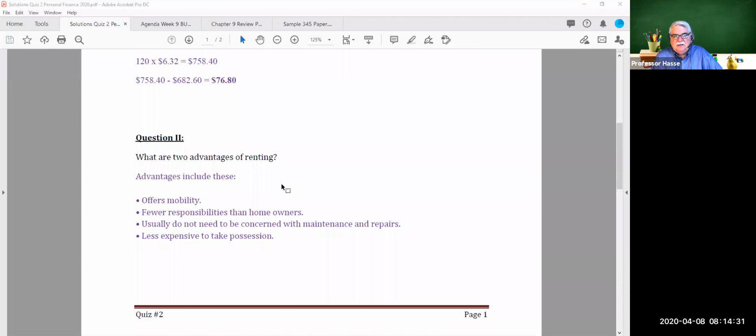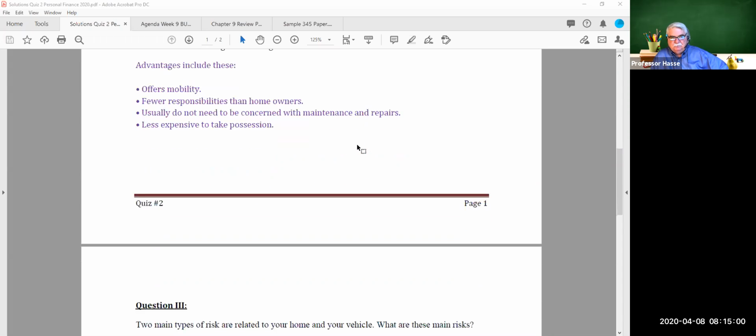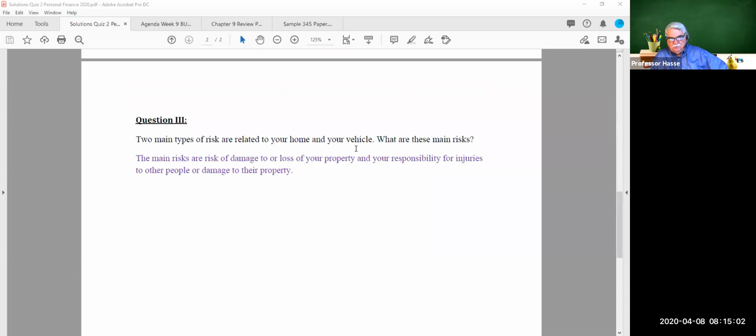What are the 2 advantages of renting? I'll give you multiple advantages. It's mobility, fewer responsibilities. Usually you don't have to be concerned with maintenance and repairs. It's less expensive. You don't have to pay closing costs, real estate fees, anything like that. Those are the general advantages of renting. Mainly convenience, mobility, less responsibility for the maintenance and upkeep. Question number 2. Question number 3.